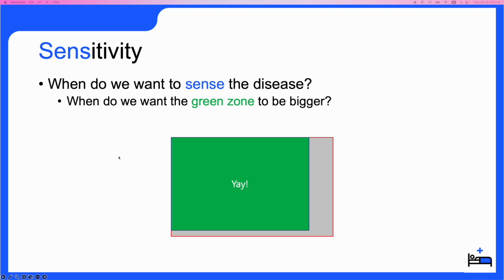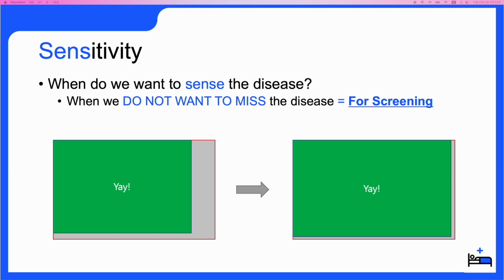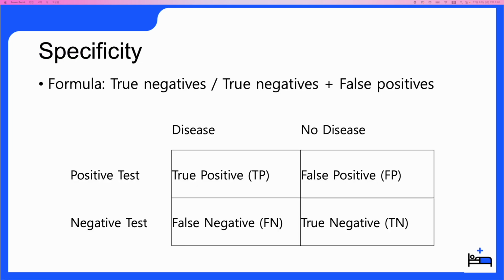So why is this sensitivity important? Why do we want this? Why do we want to sense the disease? In other words, why do we want the green zone to be bigger? We want the green box to be bigger when we do not want to miss the disease. And as you can see, when the green box gets bigger, there are fewer people with the disease that the sensor misses, which means greater sensitivity is needed for screening. In other words, it is effective in ruling out a disease.